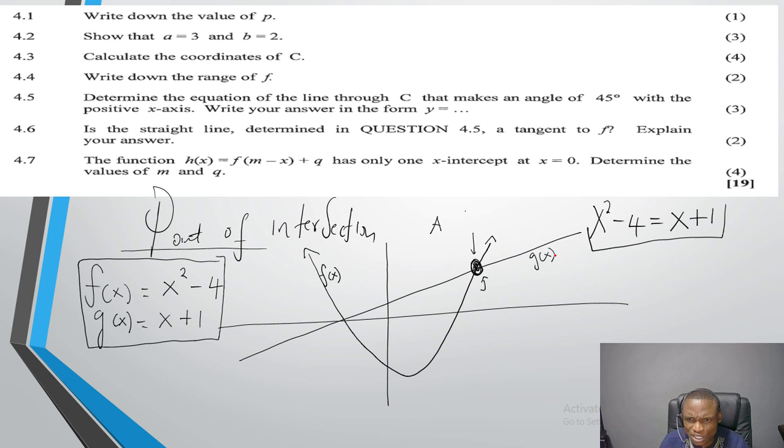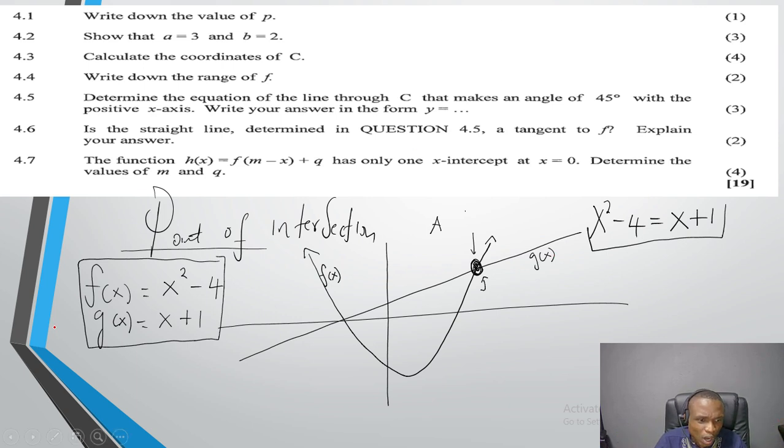How do we find the point of intersection? Ladies and gentlemen, we equate the two equations. So we say x squared minus 4 equals x plus 1. Why do we equate the two equations? Because that's where the two graphs meet. And that point is called the point of intersection. So how do we find the point of intersection? By equating the two equations of those two graphs that meet.